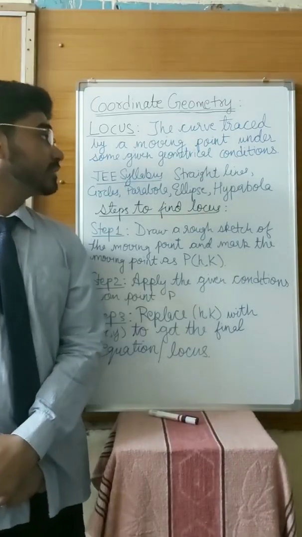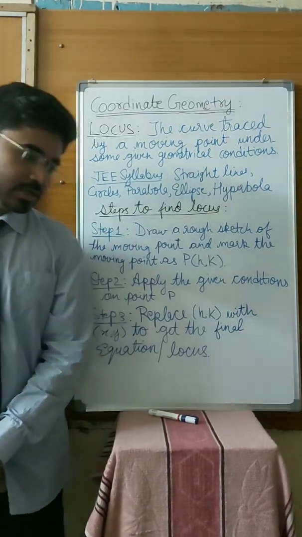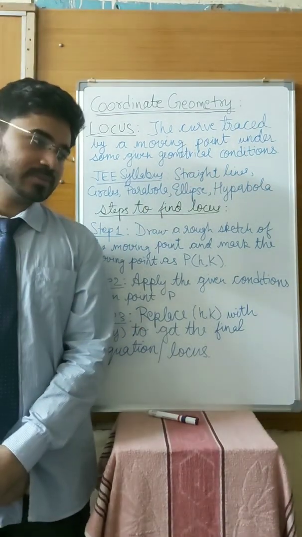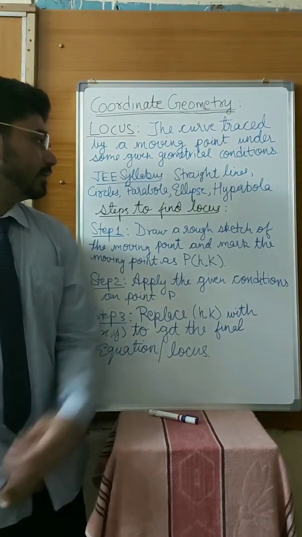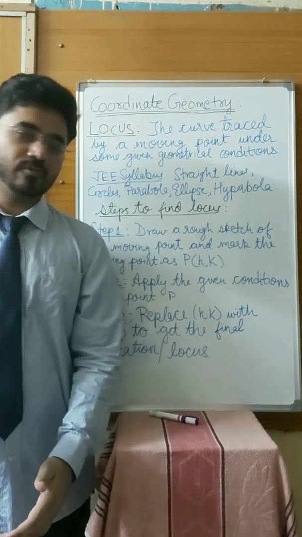So the locus of a point is defined as the curve traced by a moving point under some given geometrical conditions. So inside coordinate geometry, the topics that are there in our syllabus are straight line, circles, parabola, ellipse and hyperbola, and all these are locus of a moving point.